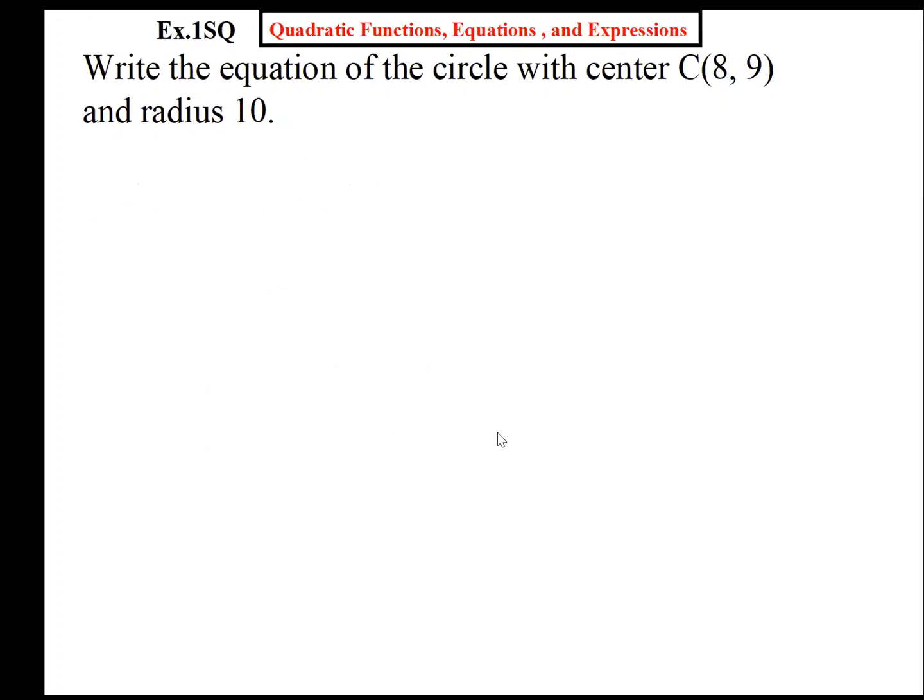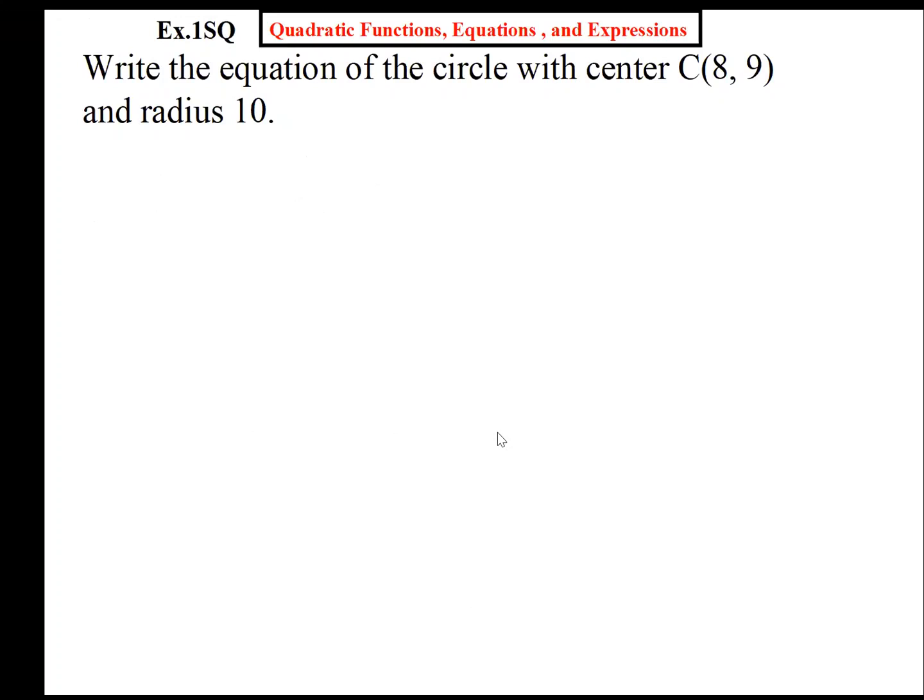Example 1, super Q. Don't copy this. It reads, write the equation of the circle with center 8, 9, and radius 10. Don't copy it. But I want you in your noodle, think about the general form for the center. Substitute those values in your noodle. Simplify.